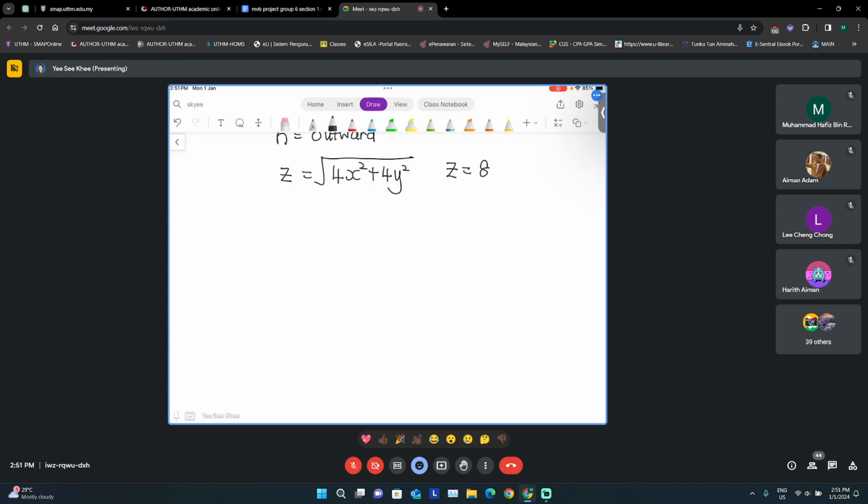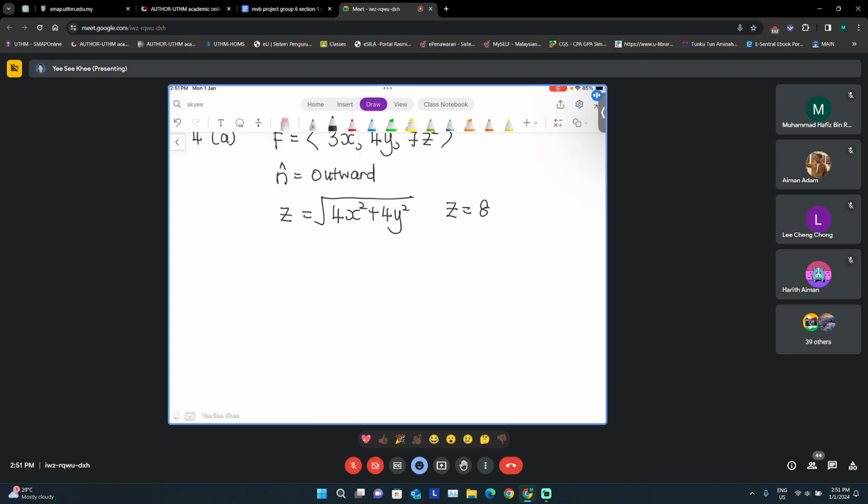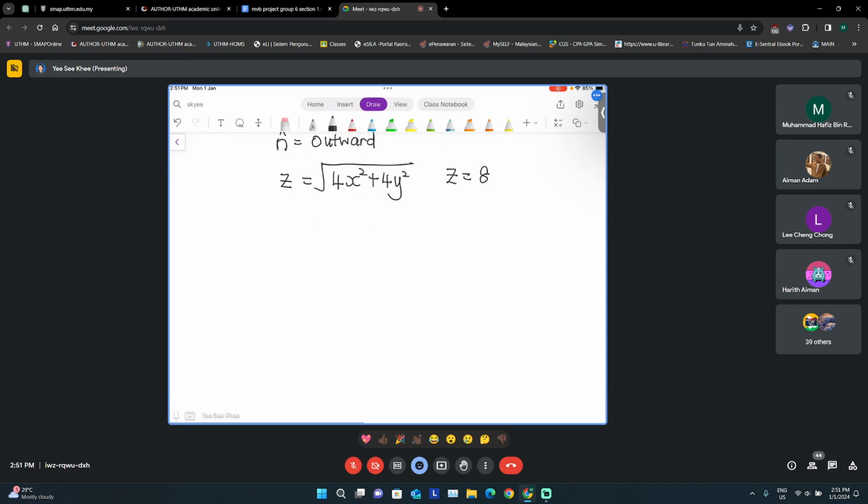So it's z equals to 8. So you have this solid. Let's see what kind of structure this is. You can assume z to be 0. What happened? If z equals to 0, you get 4x squared plus 4y squared equals to 0, or x squared plus y squared equals to 0. So you get a point.